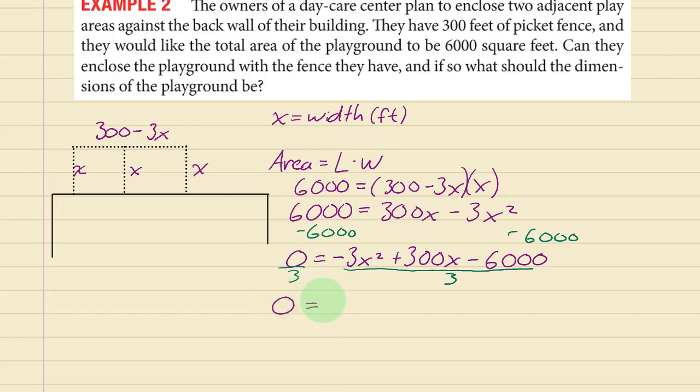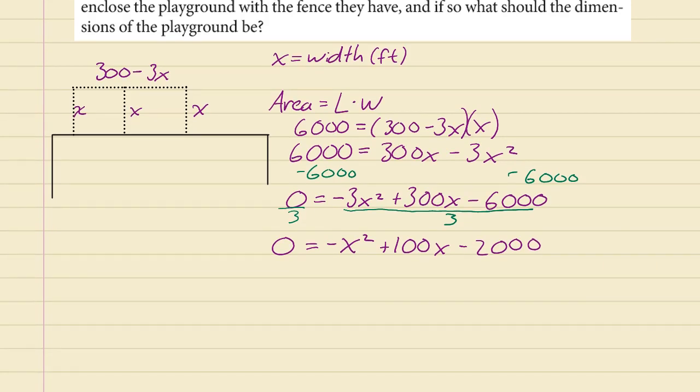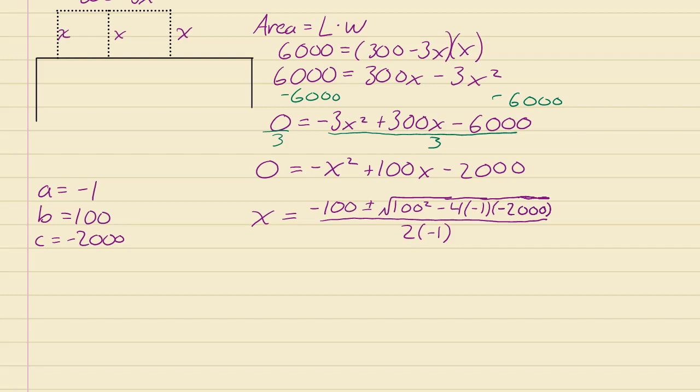0 divided by 3 is just 0. Negative 3x squared over 3 gives you negative x squared. 300x over 3 becomes 100x. Negative 6,000 over 3 becomes negative 2,000. And this one now, we can solve with the quadratic formula, which will look like this.